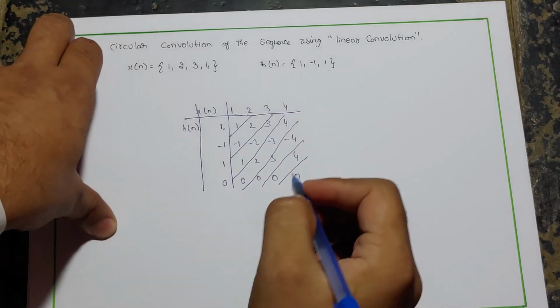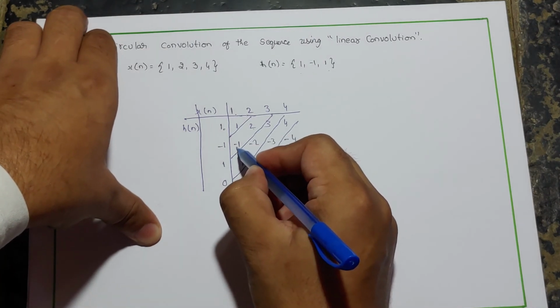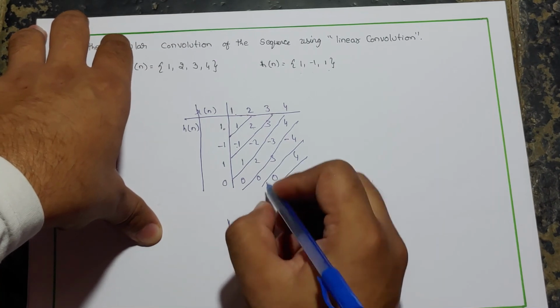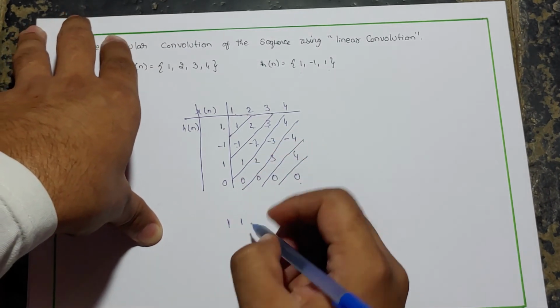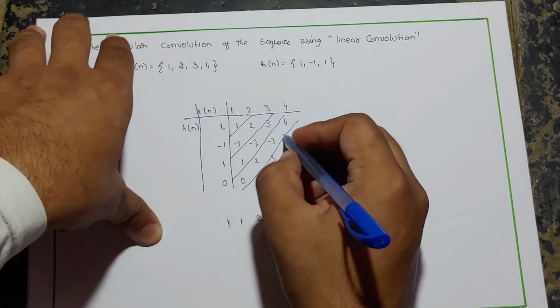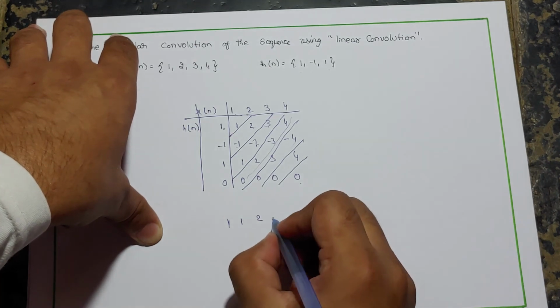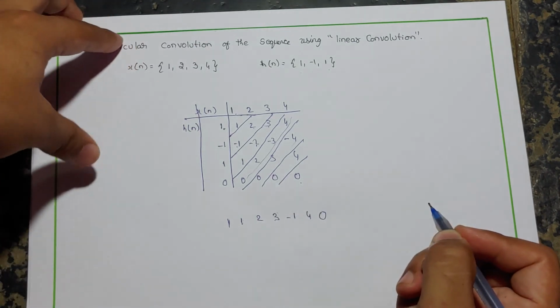Now we have to add these values, that is 1, 2 plus minus 1, which is 1. Next 3 minus 2 is 1, 1 plus 1 is 2, and add the values in the same sequence. We will end up with 3, minus 1, 4 and 0.